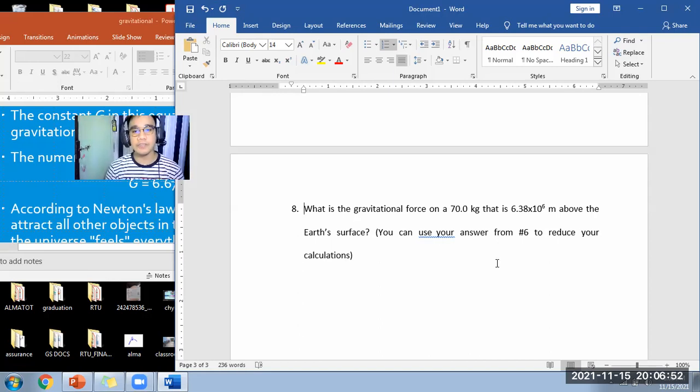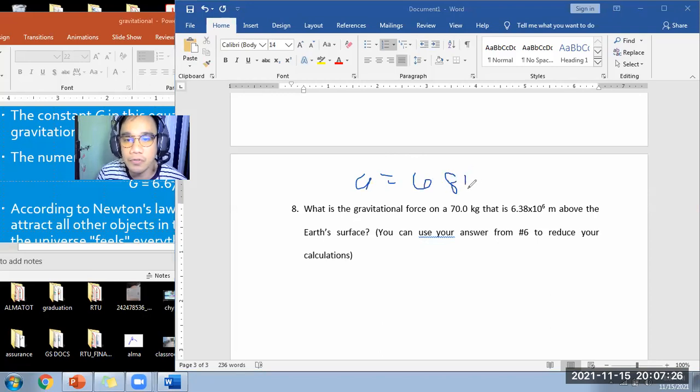So what is the gravitational force on a 70 kilogram mass that is 6.38 times 10 to the 6 meters above the Earth's surface? So what would be the force? Our answer in number 6 earlier, how much was that? Our answer in number 6 was 686 Newton.